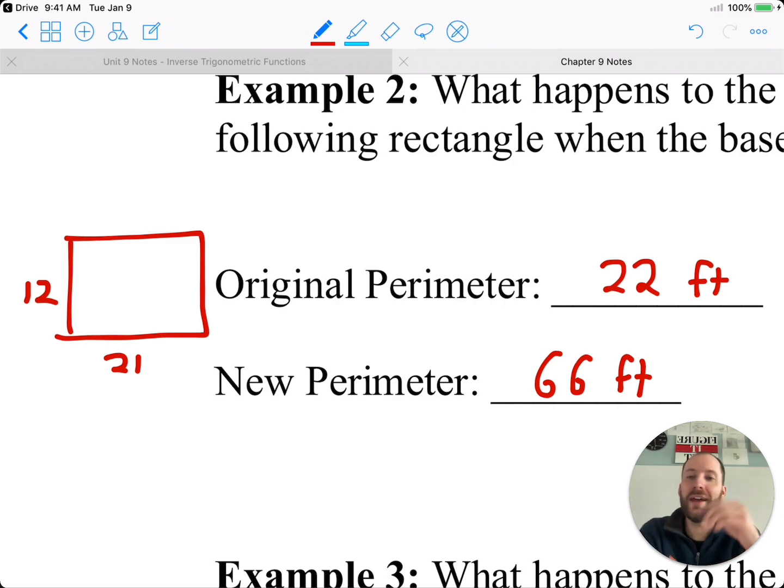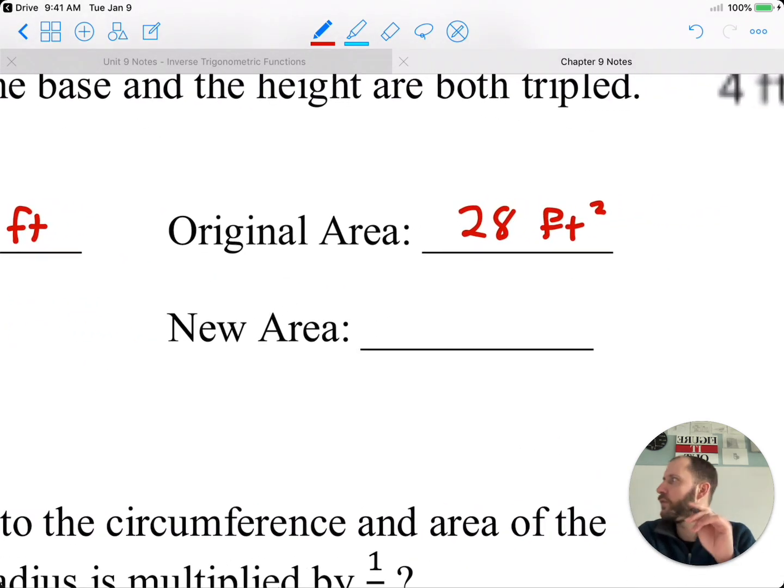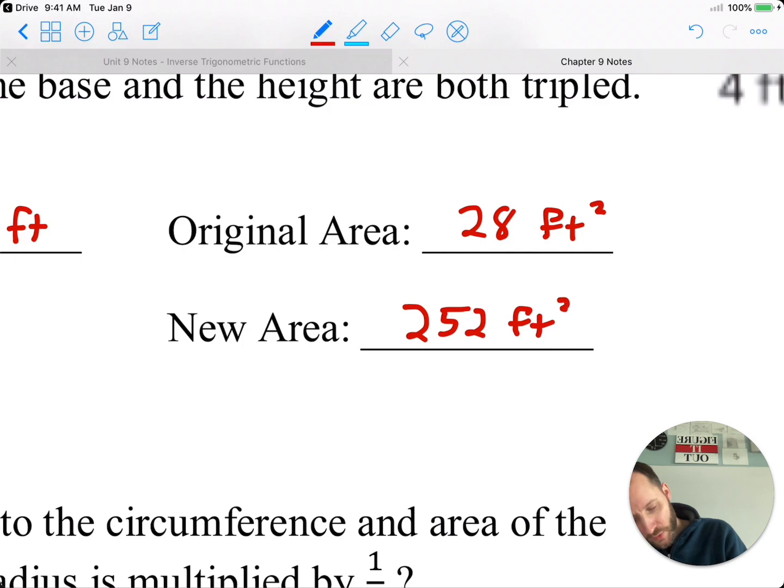And for the new area, we need 21 times 12. Well, 21 times 10 is 210. 21 times 2 is 42. 210 plus 42, 252. Good, I did all right. 252 feet squared.